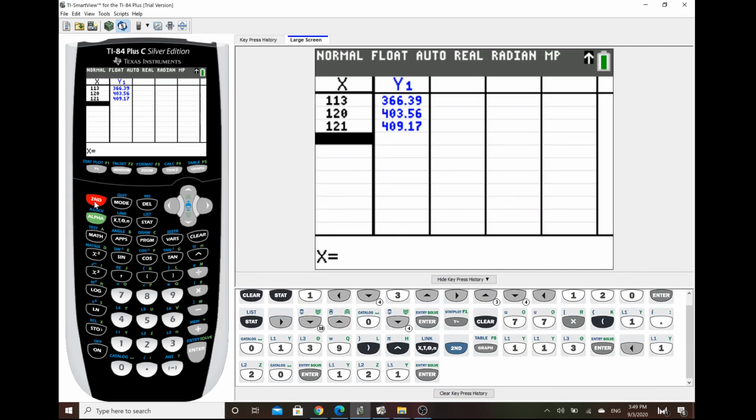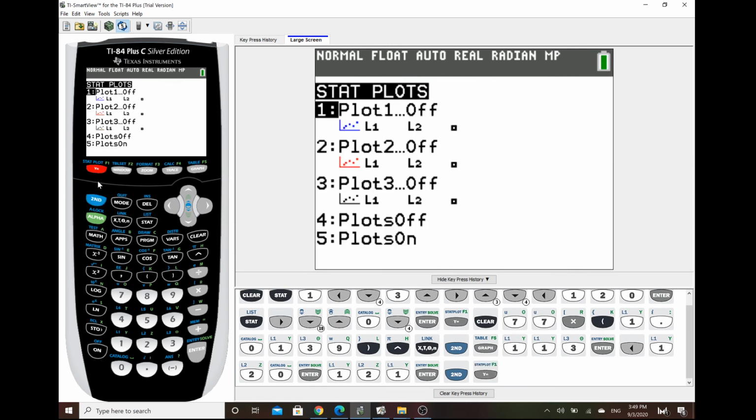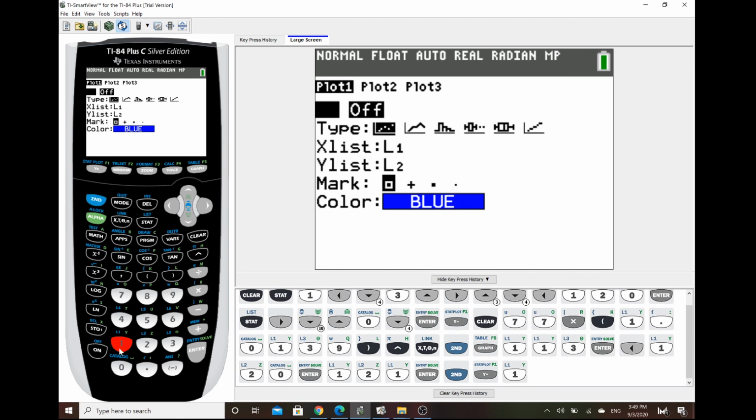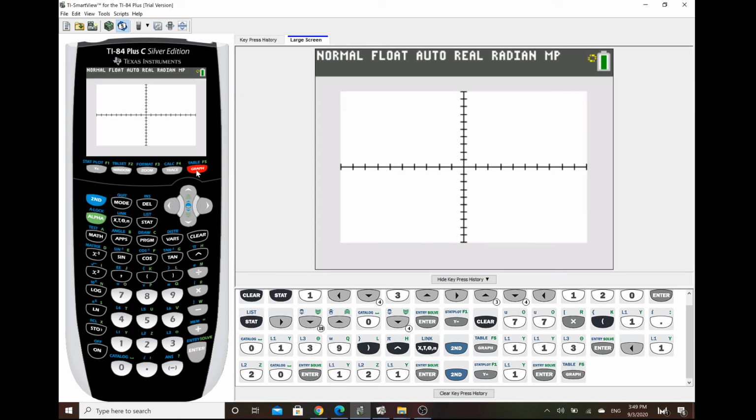If you go to second stat plot, you want to turn on plot 1, which is off right now. So press 1, and it's still off. You want to press enter right here. Now there are many selections. You can see the scatter plot, the line curve, the rectangular bar, and also the whisker plot. What I would like to choose is type 1. Once you choose type 1, hit graph, and let's see what happened here.